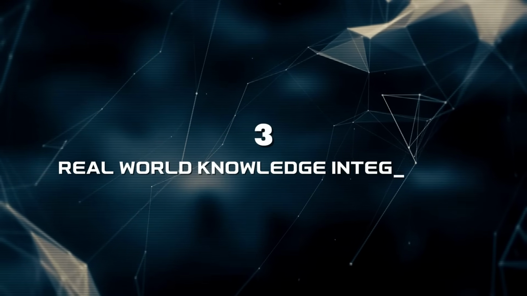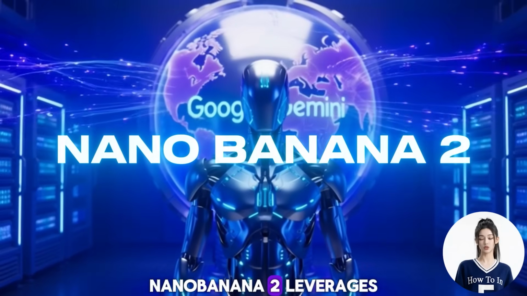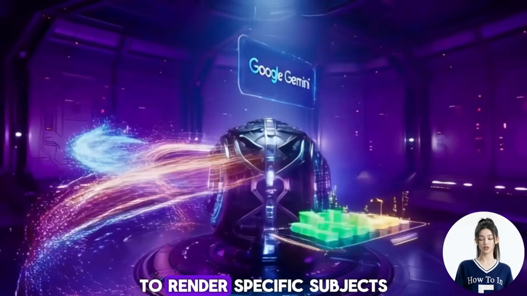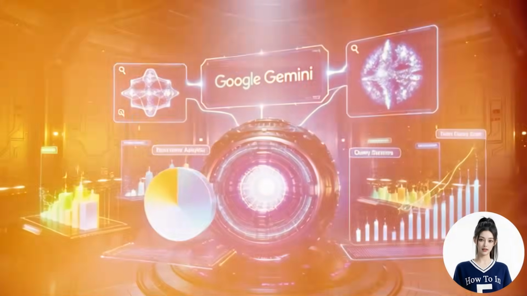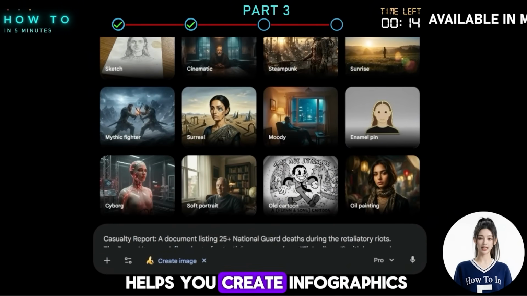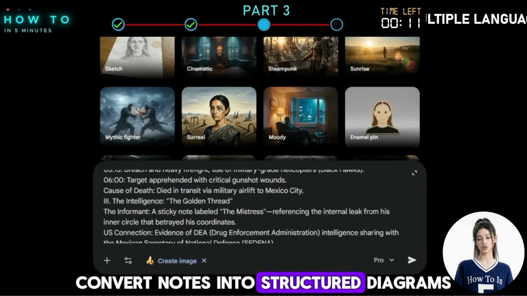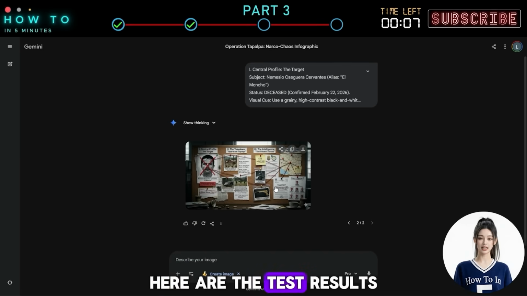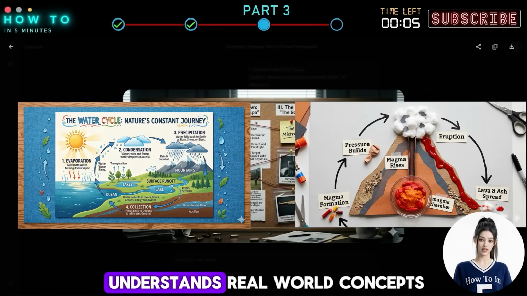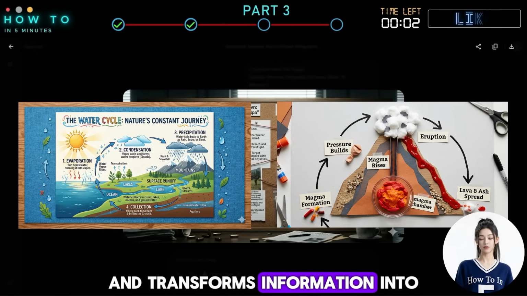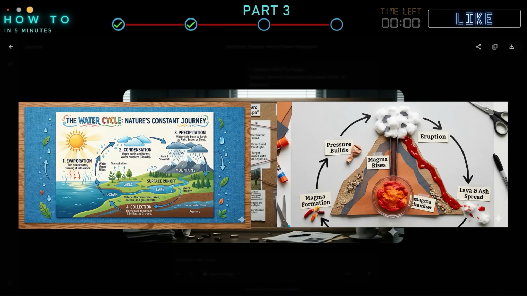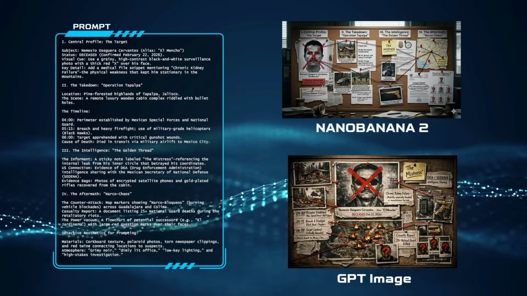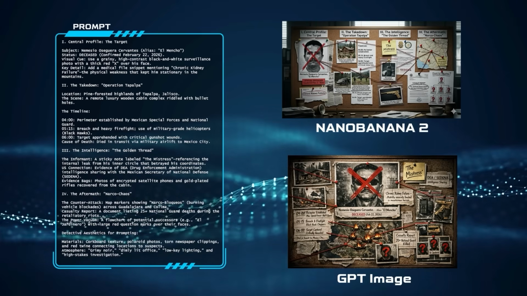3. Real-world knowledge integration. Nanobanana 2 leverages Gemini's real-world knowledge base, using up-to-date information to render specific subjects more accurately. This deeper understanding also helps you create infographics, convert notes into structured diagrams, and generate clear data visualizations. Here are the test results demonstrating how well it understands real-world concepts and transforms information into visual content. And here is how it compares to the ChatGPT image results in terms of accuracy, structure, and information visualization.